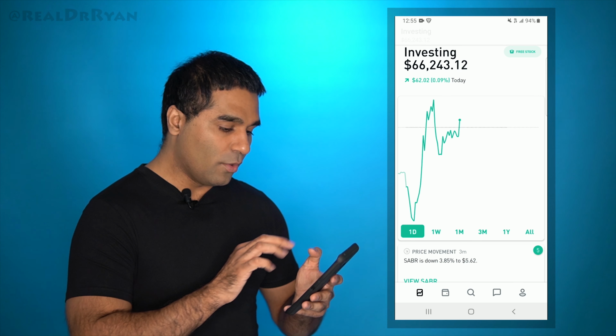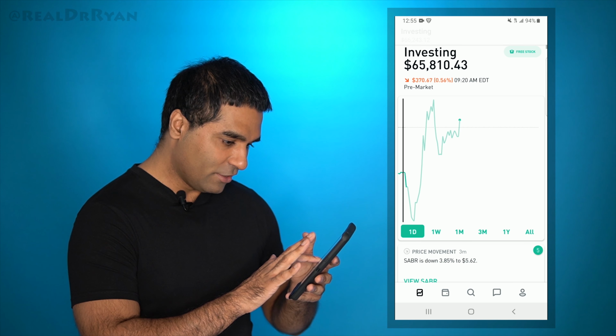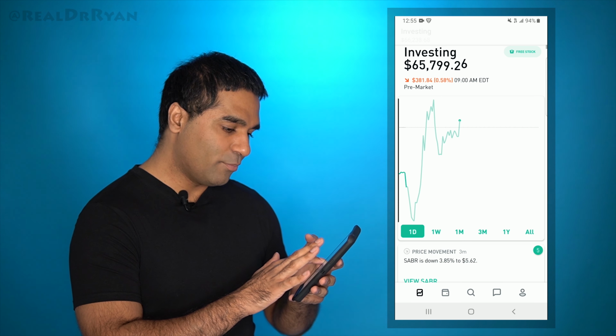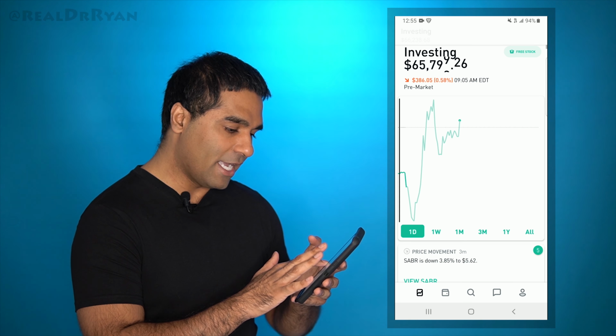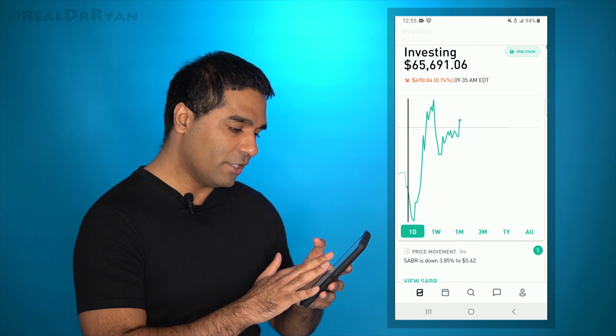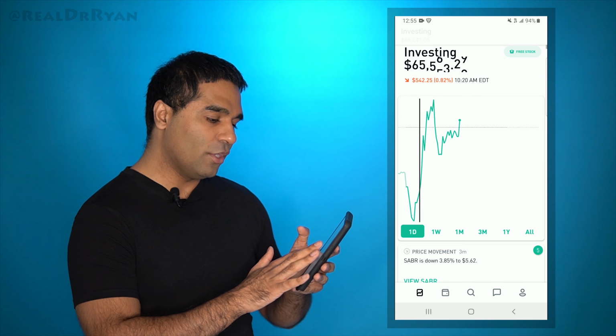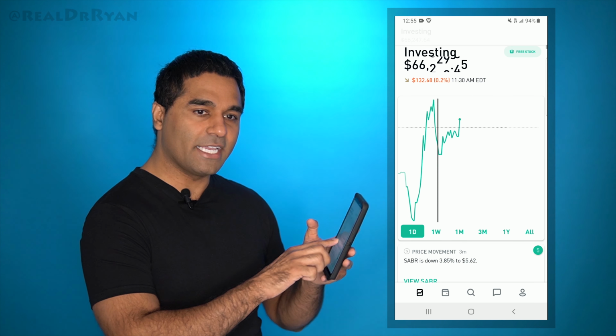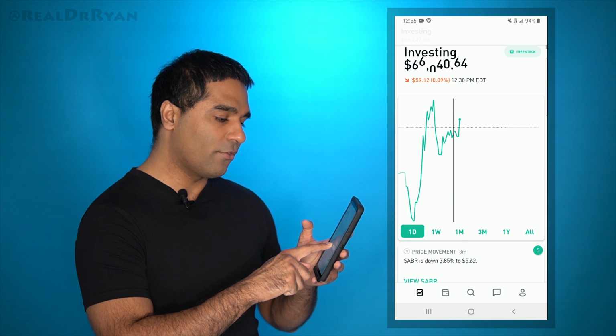If you scroll through, I'll show you how to scroll here. You'll start pre-market, and that's pre-market from 9 a.m. going up until 9:30. And you'll notice that after 9:30 it becomes live trading, and you can actually see how your portfolio has changed during the day just by taking your finger and dragging through.